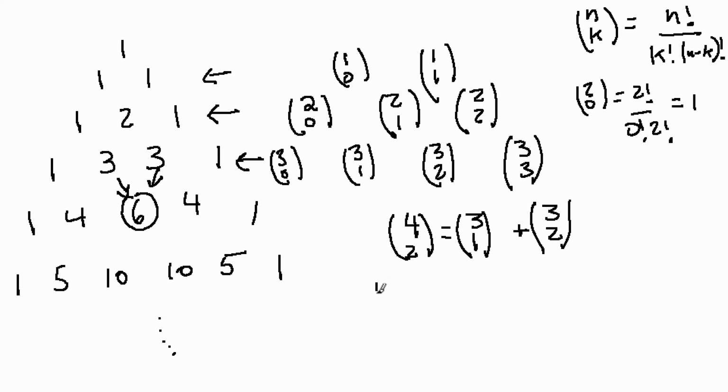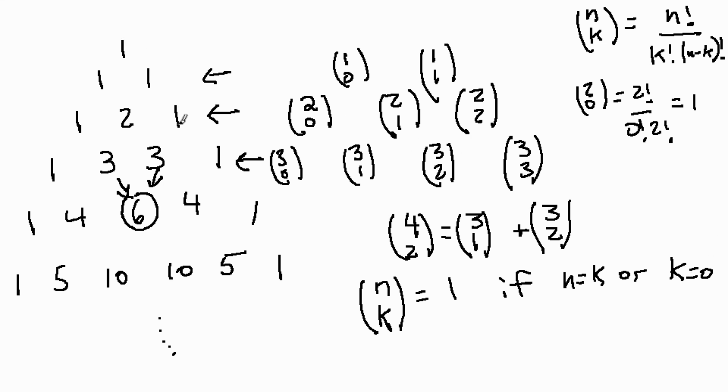And in fact, we have a very interesting theorem here. We can say that n choose k is equal to 1 if, well, we can see it's equal to 1, these things going down here. It's equal to 1 if n is equal to k or k equals 0. If n is equal to k, we're grabbing all these ones over here. If k is equal to 0, we're coming down over here.